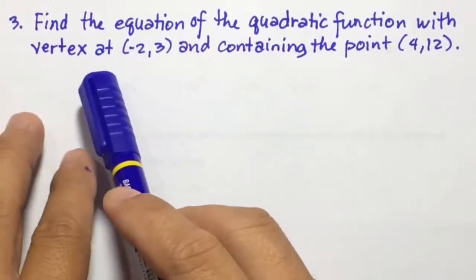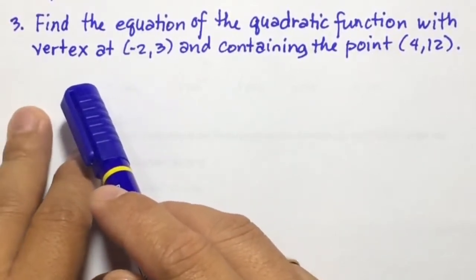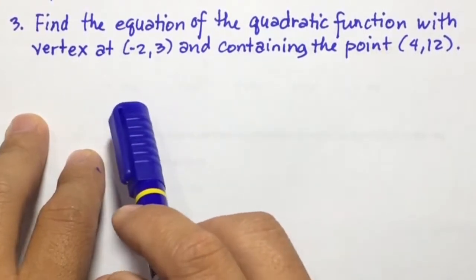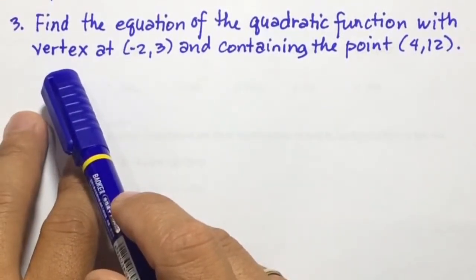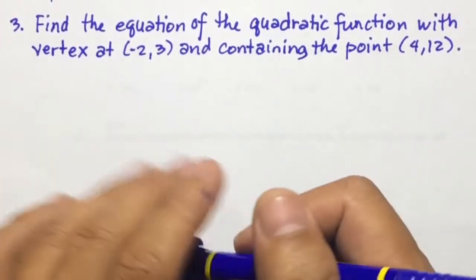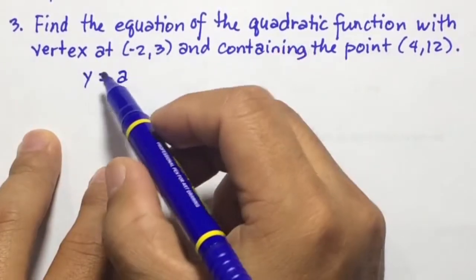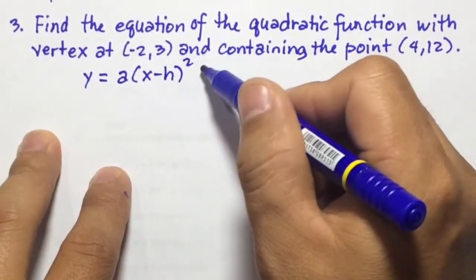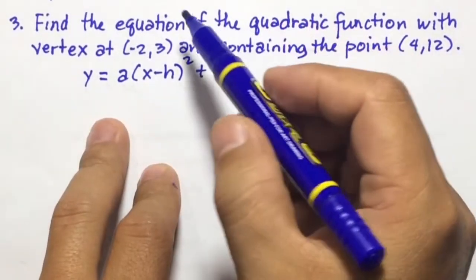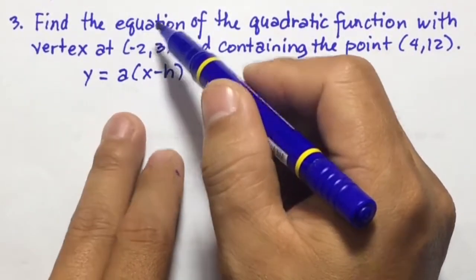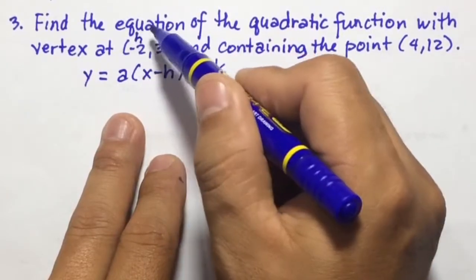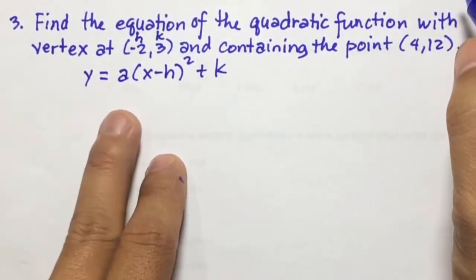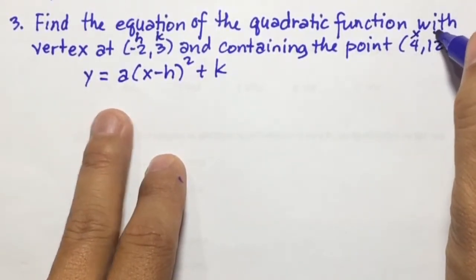Example number 3. Find the equation of the quadratic function with vertex at (-2, 3) and containing the point (4, 12). Now in here the vertex is given, so we can just use the vertex form of a quadratic function. y equals a times the quantity x minus h squared plus k. So the vertex here is (-2, 3), so we can use that as the values of h and k. And we can substitute x and y with 4, 12.